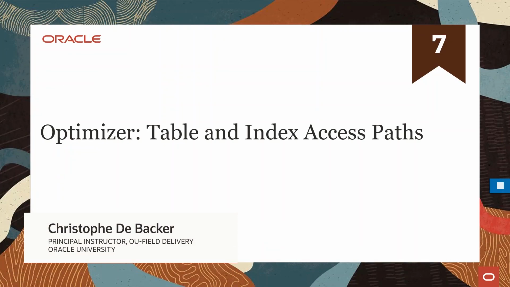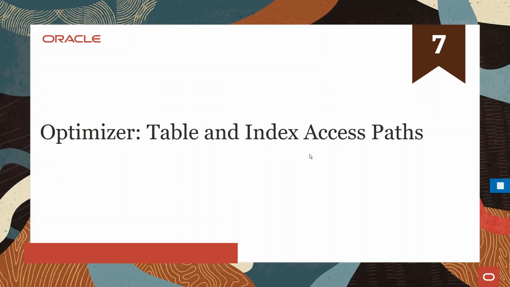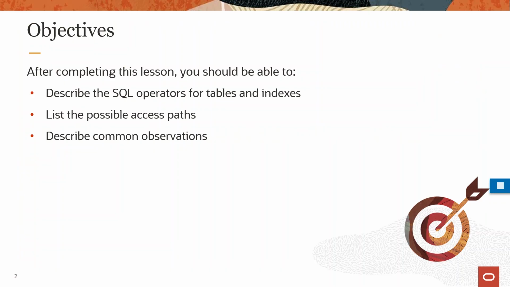Chapter number 7, the optimizer. Table and index access path. This lesson helps you to understand the execution plans that use operators related to table and index access methods. After you have completed this lesson, you should be able to describe the SQL operators for tables and indexes, list the possible access paths, and describe some common observations.